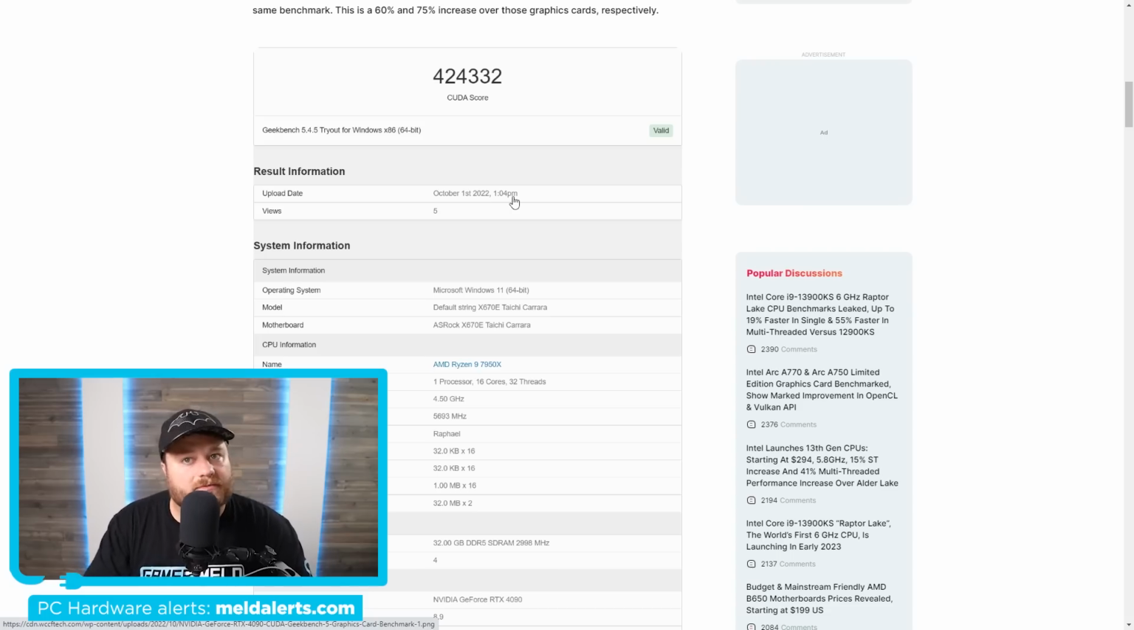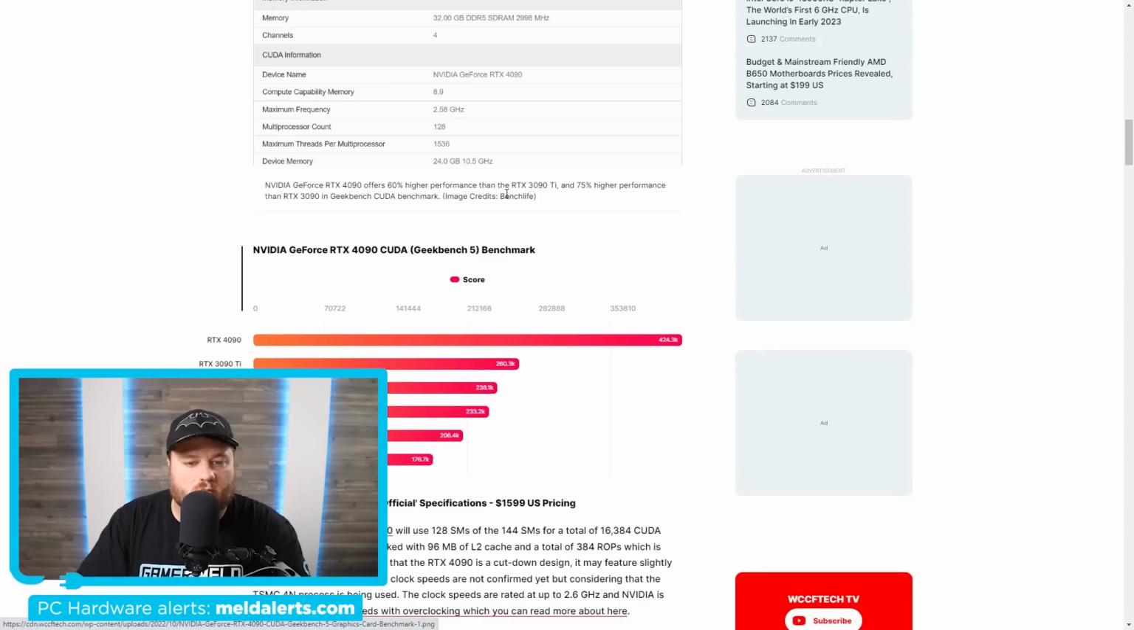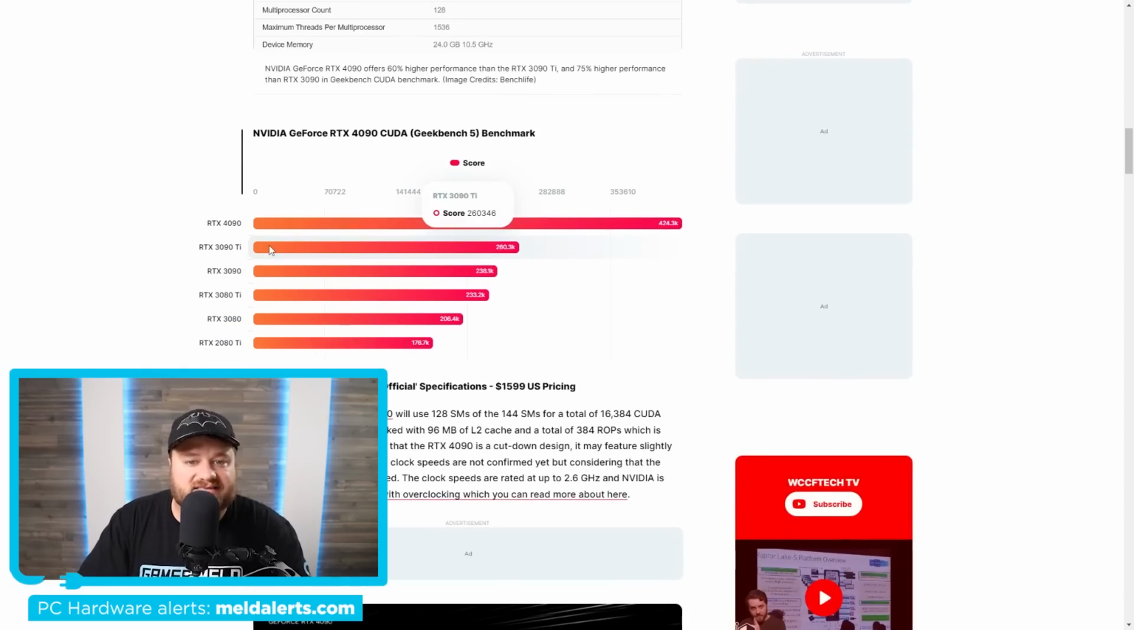424,332. Now, the really important part about this is that this does not include anything like their ray tracing or DLSS 3.0. This is more going to be regular rasterization type performance, and while it isn't anything like 3D Mark, it does give us a decent idea of what we can expect. And as you can see, when we compare it to, say, the 3090 Ti, we're looking at just over 60% higher performance, yet when compared to the 3090, we're looking at around 75% higher.